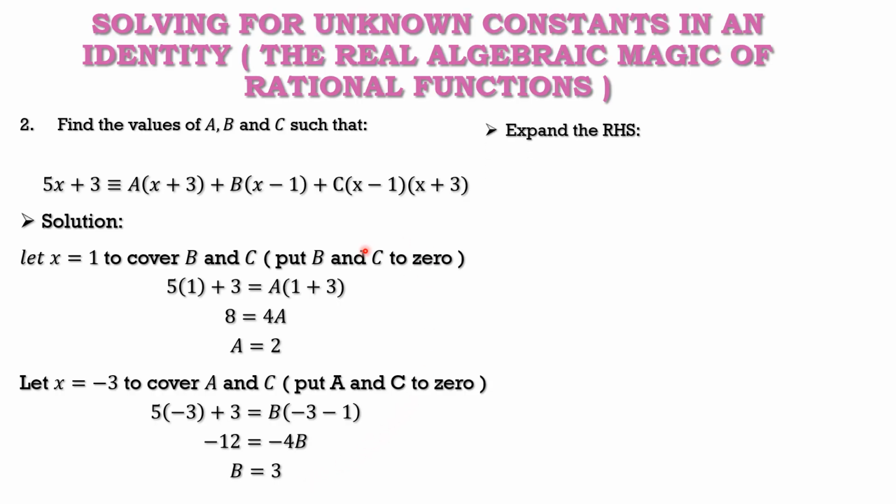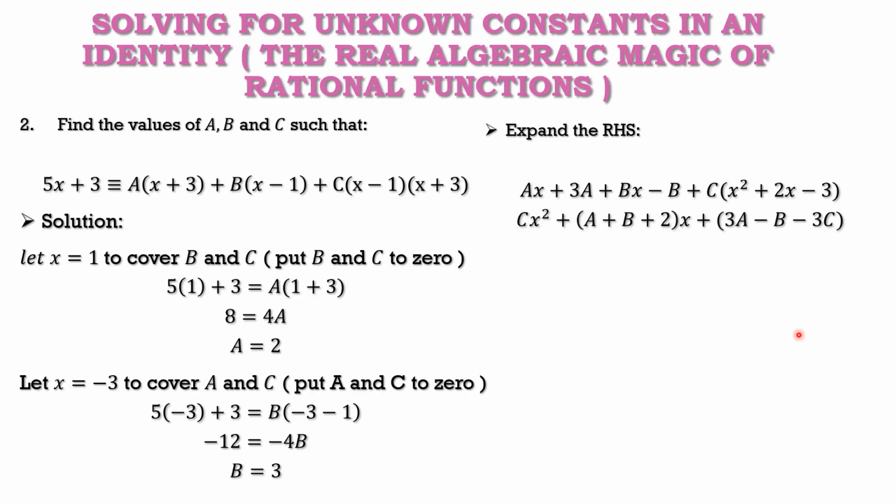Then the next thing is using the cover up rule, fine. But now I am going to expand the right hand side. I am shifting myself to the second method to find c. So here the expansion will give us something of this nature. We have ax plus 3a plus bx minus b plus cx squared plus 2cx minus 3c when you multiply the c across. So when you group like terms, you are going to have cx squared plus a plus b plus 2c times x, that is factorization here, plus 3a minus b minus 3c.